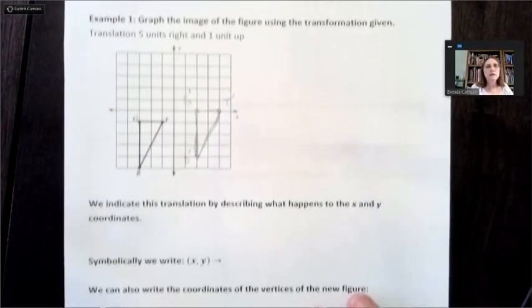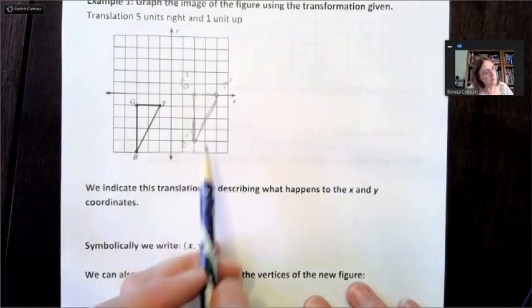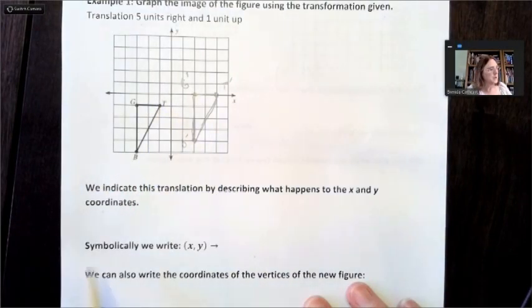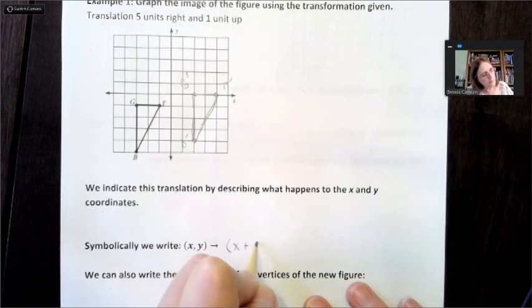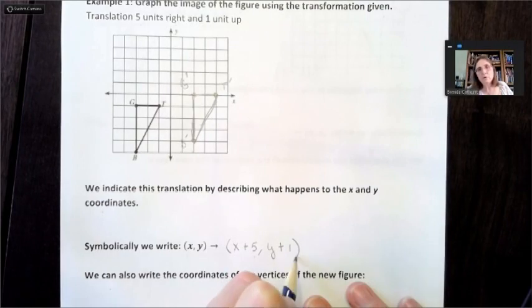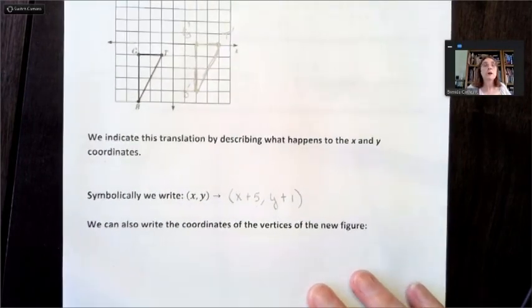Now we can indicate this translation by describing what happens to the x and the y coordinates. Well, each x coordinate increases by 5 and each y coordinate increases by 1. Symbolically, we can write the ordered pair (x, y) translated by adding 5 to the x coordinate and 1 to the y coordinate. And we can also indicate this translation by just writing the coordinates of our new figure.